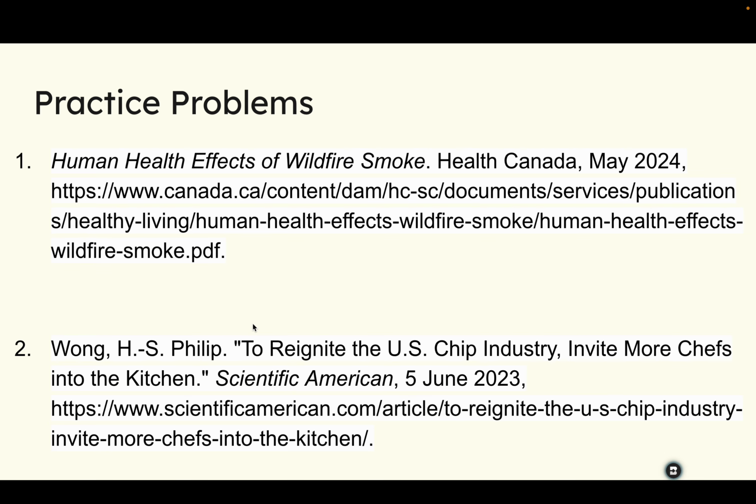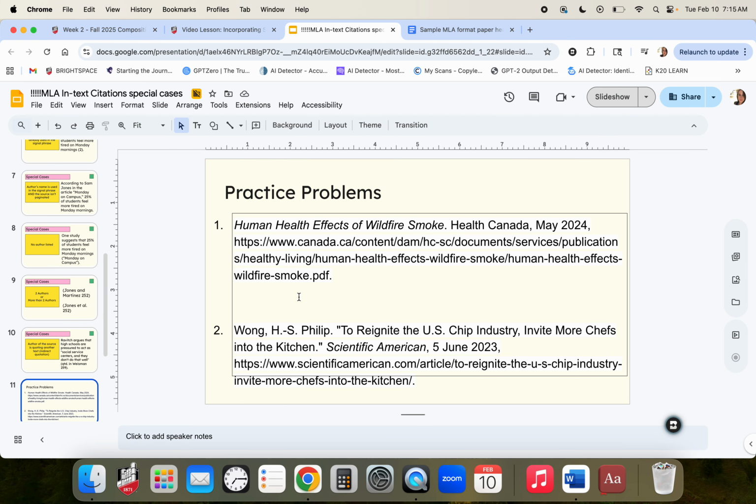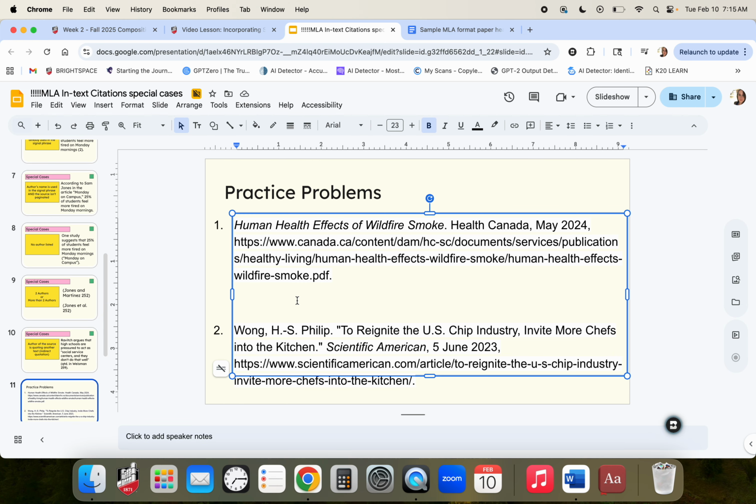Here are some examples of some of these special cases, and we can take a look here at what we might put in the parenthetical citation. So for this one, you can see Human Health Effects of Wildfire Smoke. This appears to be a PDF, and it's not in quotes because it's a long work here. PDF is considered its own publication. Then we have Health Canada as the publisher.